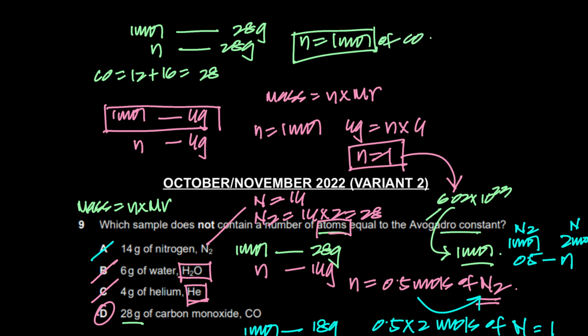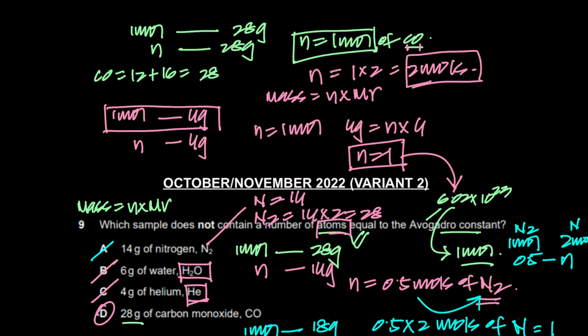Remember, carbon monoxide is a molecule. We're talking about atoms. So let's convert it into atoms. How many atoms does it have? 1, 2. So times it by 2. n equals 1 times 2. You get 2 moles of atoms, right? In 1 mole of carbon monoxide, you have 2 moles of atoms. You have 1 mole of C and 1 mole of O. Done? And that is why our option is D.